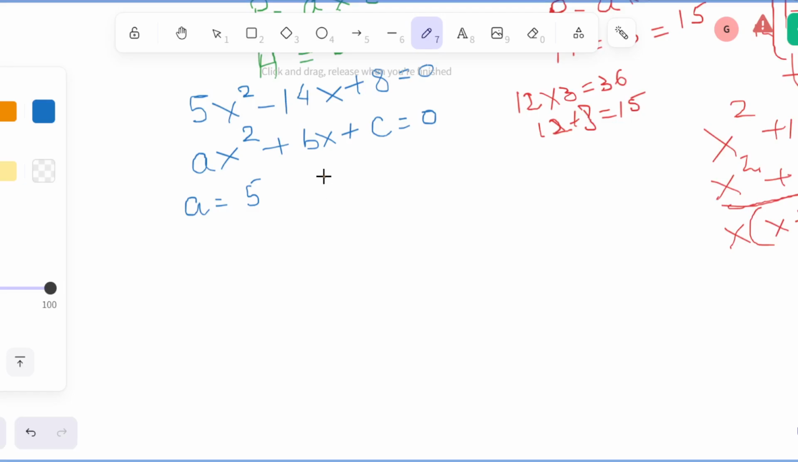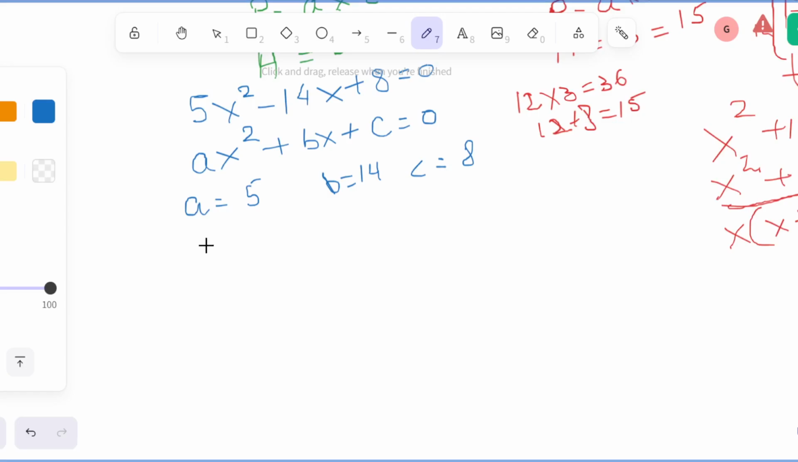And what is b equal to? 14. Very good. B equal to 14. And what is c equal to? Compare. 8, right? C is nothing but the constant term.